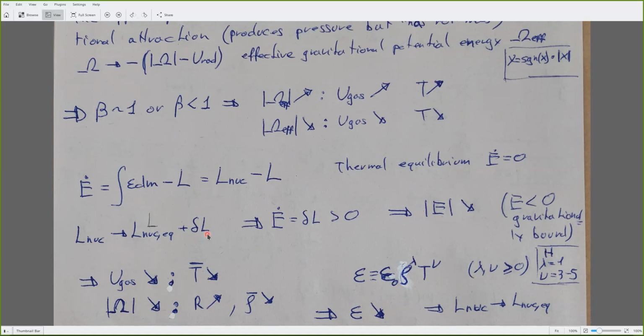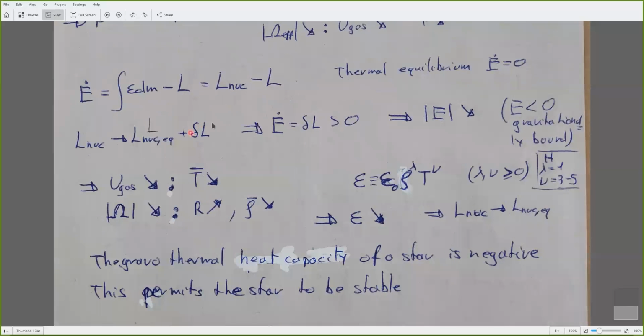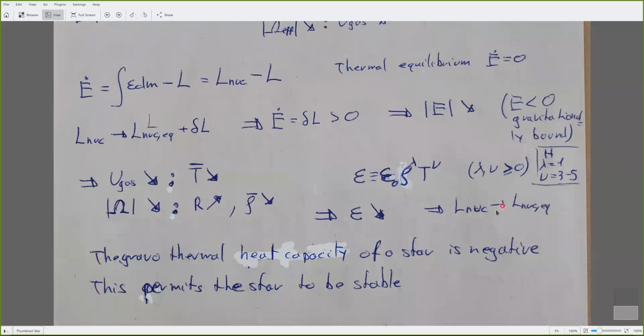We will take away this increase, and so the nuclear luminosity will go back to the value of the equilibrium. This is because what is called the gravothermal heat capacity of the star is negative. That is what happened here. It is called gravothermal because it is the connection among gravity and the thermal characteristics and thermal energy.